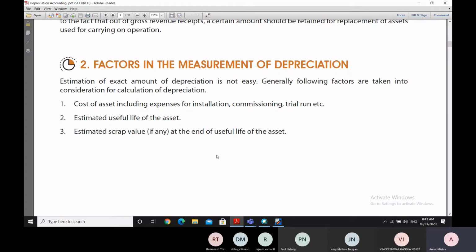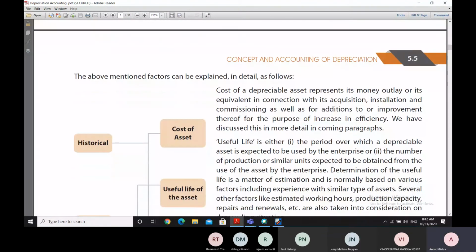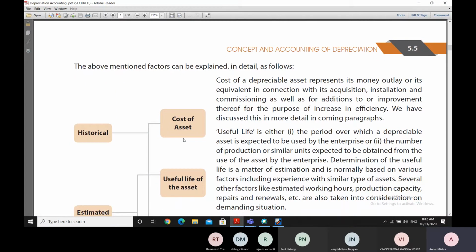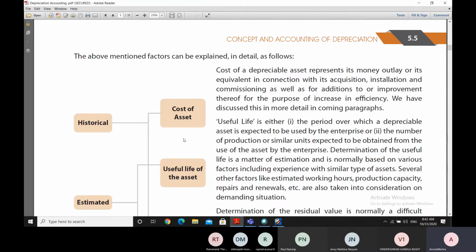Now let's go to the factors which are useful in the measuring of the depreciation, which we have already seen. So it is the cost of the asset, the estimated useful life, and the estimated scrap value at the end of the useful life. So let us try and understand the factors which are necessary to account for while calculating the depreciation. So the first factor is the cost of the depreciable assets. Cost of the depreciable asset is the money outlay or its equivalent when we acquire, install, and commission that depreciable asset.